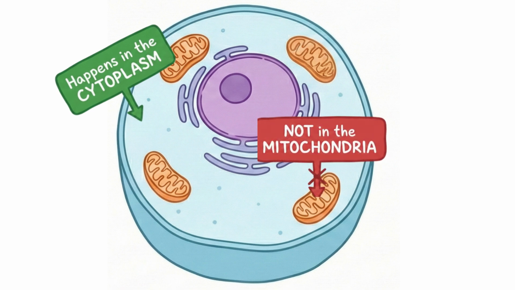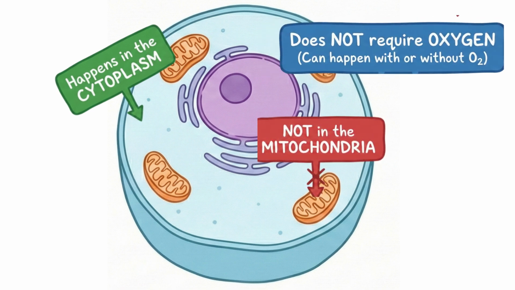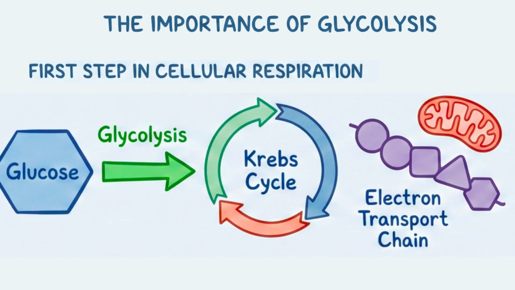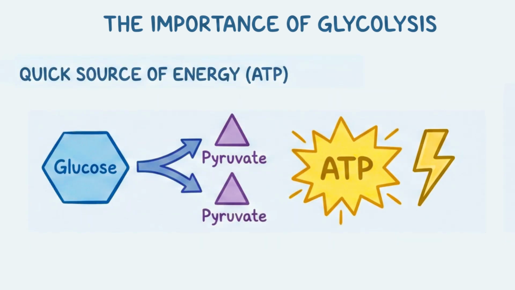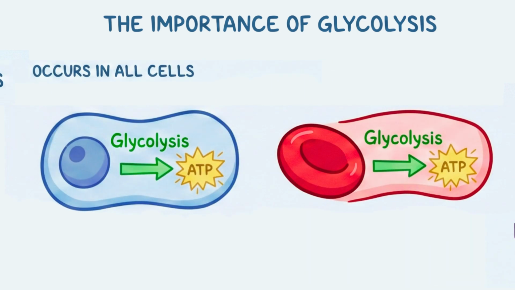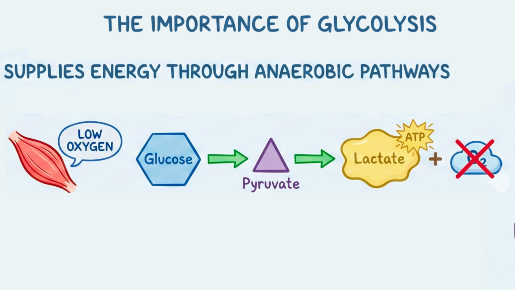And glycolysis does not require oxygen, so it can happen with or without oxygen. Glycolysis is important because it is the first step of cellular respiration. It provides a quick source of energy for the cell. It supplies pyruvate for other energy pathways, and it occurs in all cells, including red blood cells that lack mitochondria. During intense activities or low oxygen situations, glycolysis is still able to supply energy through anaerobic pathways.